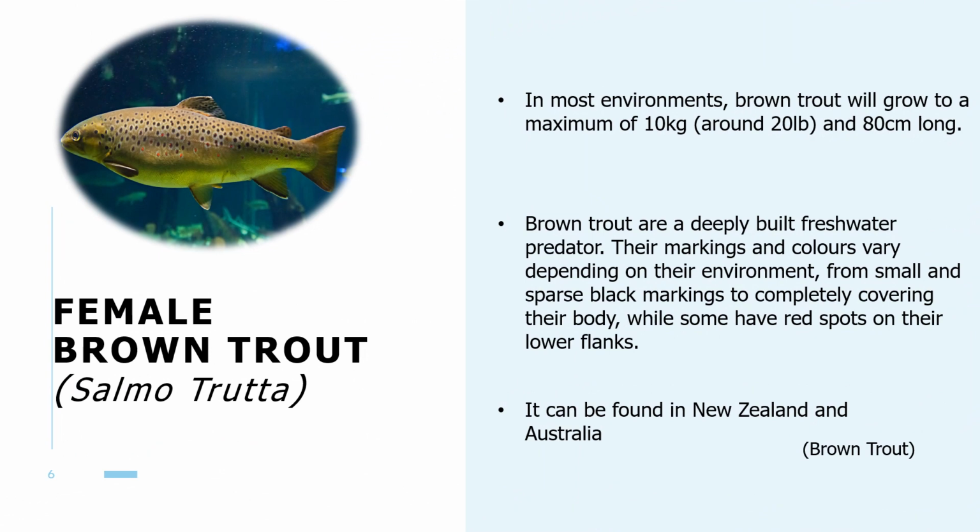For the female brown trout, in most environments this species will grow to a maximum of 10 kg and 80 centimeters. Brown trout are deeply built freshwater predators, and their markings and colors vary depending on their environment, from small and sparse black markings to completely covering their body, while some have red spots on their lower flanks. This species can be found in New Zealand and Australia.